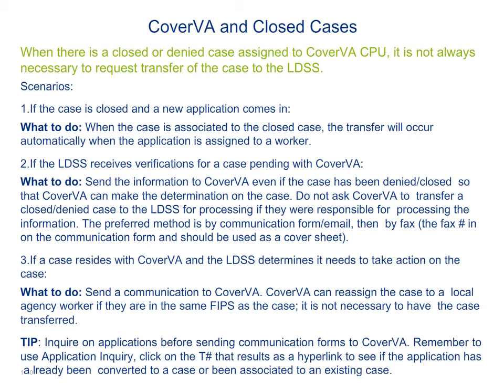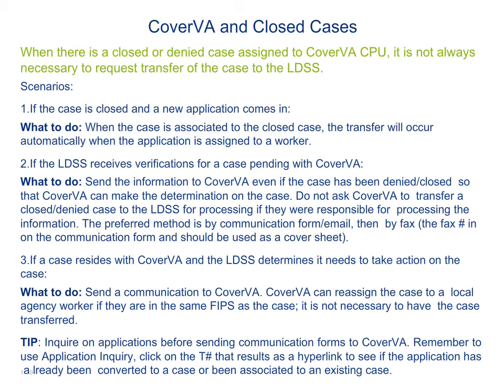The second scenario is if the local agency receives verifications for a case that is pending with Cover Virginia. So what the local agency needs to do in this scenario is send the information to Cover Virginia, set the case as denied or closed, because Cover Virginia needs to make the determination on the case. Do not ask Cover Virginia to transfer a closed or denied case to the local agency for processing if they were responsible for processing the information.